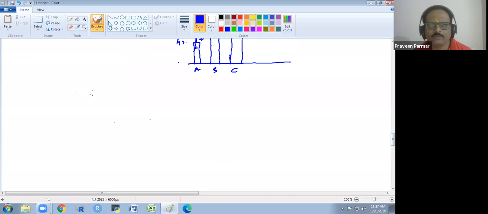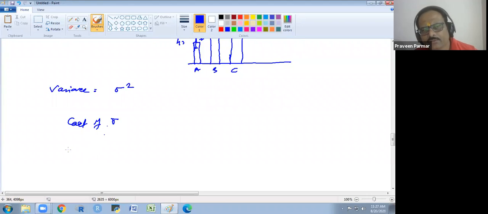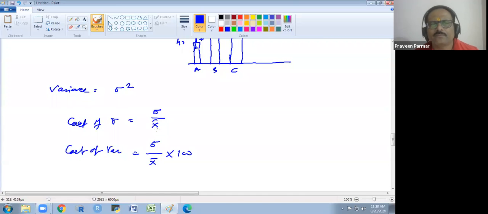Now a few more things I would like to explain about the variance. Variance is nothing but the square of the standard deviation. If we talk about the coefficient of range, coefficient of standard deviation and coefficient of variance, there is not much difference. If you multiply the coefficient of standard deviation by 100, it is the coefficient of variance. If you don't multiply, it is the coefficient of SD. Understand? So this is all we have studied here.